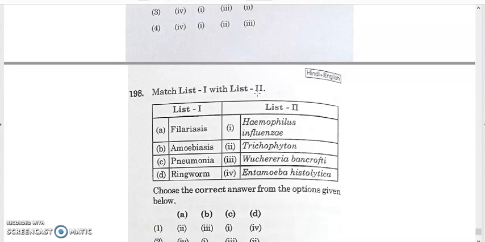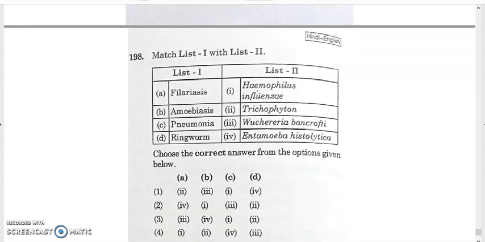Now 198, match the column. Filariasis, amoebiasis, pneumonia, ringworm. In list 2, the disease causing agent is given. Filariasis is actually caused by Wuchereria bancrofti. So A3, only one option is given. In 198, that is C, A3 is given only once. So if you know filariasis, you can click the answer, right?